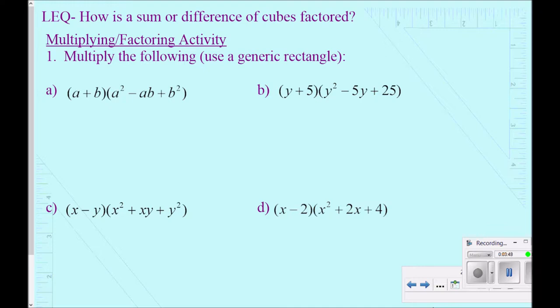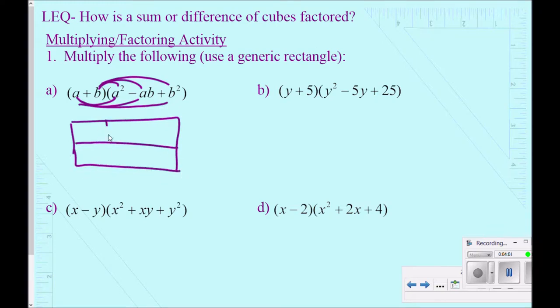So it says to multiply, and you can either distribute using the distributive property, or if you want, you can distribute by using a generic rectangle if you find that easier. That's what I'm going to do. I'm going to make a 3 by 2 and label a plus b, a squared minus ab plus b squared.